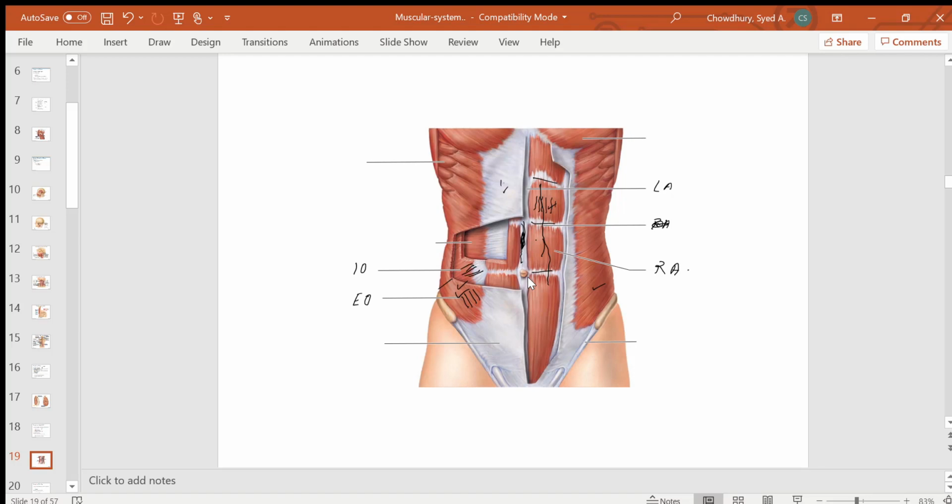So external oblique, internal oblique, and then the deepest muscle, you see the fibers are transverse. This is called transversus abdominis. So again, this is the rectus abdominis, external oblique, internal oblique, transversus abdominis. Okay, so those are the four muscles in the wall of your abdomen.